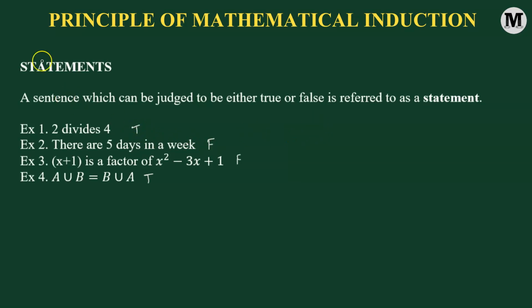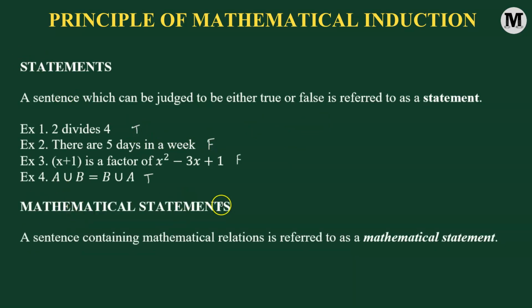Okay. Now we also have mathematical statements. Mathematical statements are also statements. That means they can be judged to be either true or false, however, with the inclusion of the fact that they have to contain a mathematical relationship or mathematical relations. For instance, statement 1 is a mathematical statement. We know 2 divides 4, that's a true statement. Statement number 3, although it is wrong, is a mathematical statement.